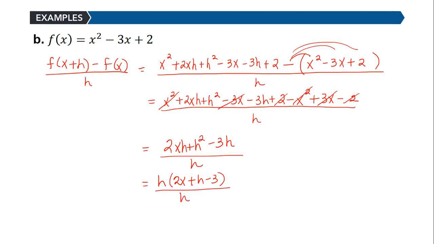So let me repeat that. We have h times in the numerator 2x plus h minus 3, all divided by h. We divide out this common factor of h, and we're left with just 2x plus h minus 3.